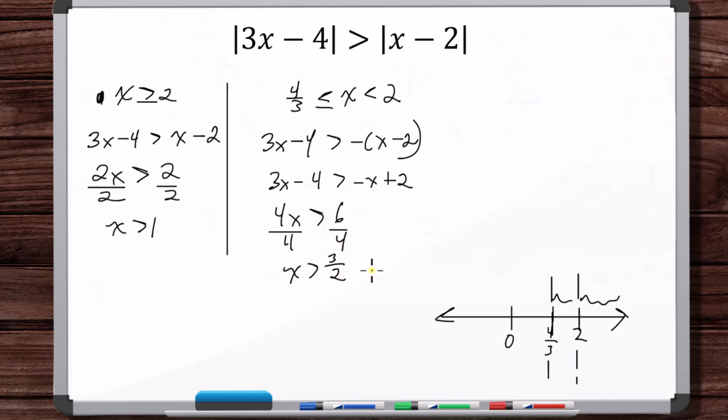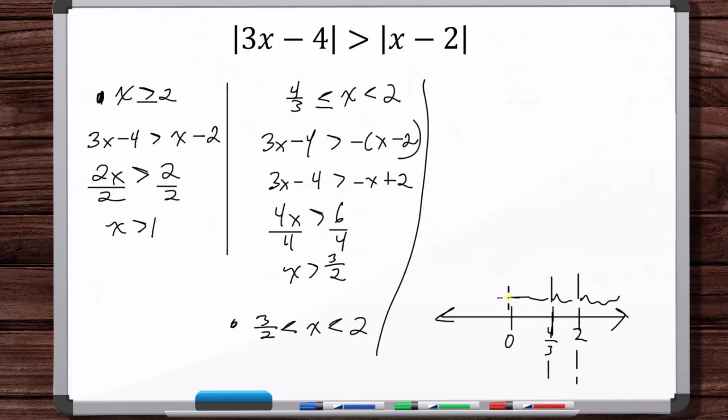Where do these overlap? We've got 3 halves is 1.5. Or no, wait, x is greater than 3 halves. So the lower bound is going to be 3 halves, and the upper bound is going to be 2. 4/3 is less than 3 halves. Yeah, so there we go. All right, that's another answer.